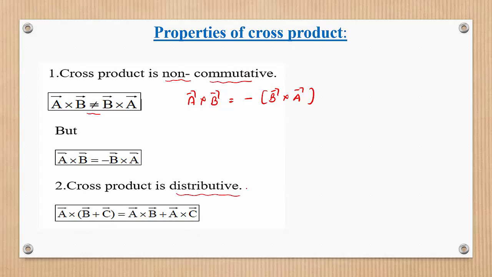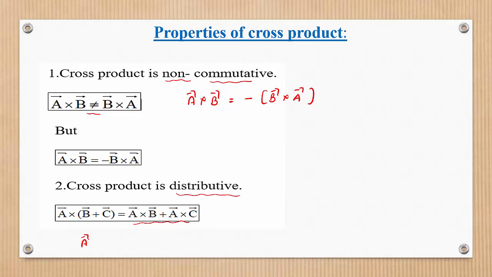Then the second point: cross product is a distributive property, means it obeys the distributive property. What is that property? Vector A cross (B plus C) is equal to vector A cross B plus vector A cross C. So this obeys the distributive law. And you can take three vectors, vector A, vector B, vector C. You can observe here.